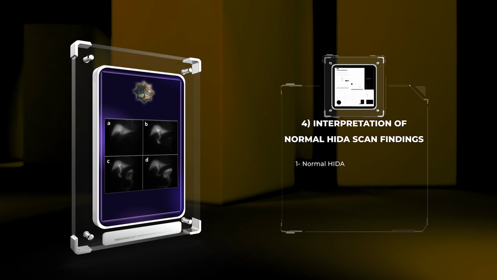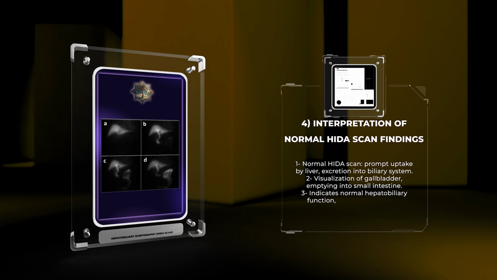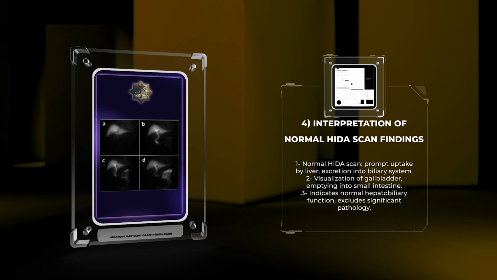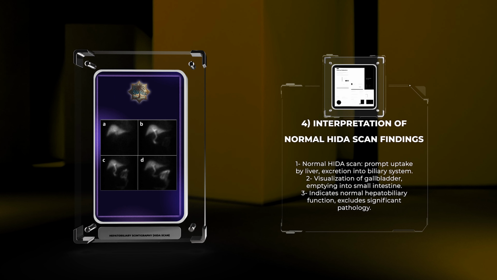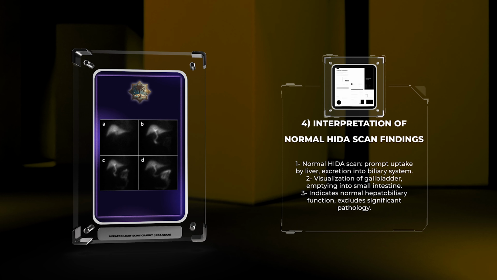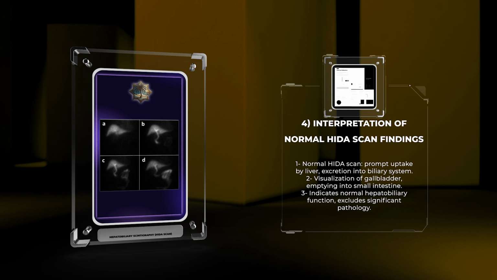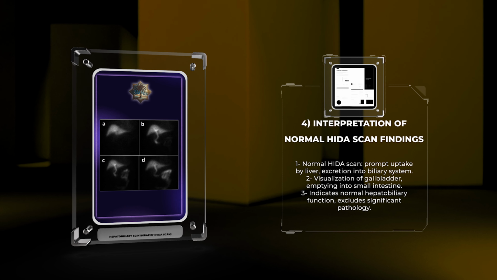A normal HIDA scan demonstrates prompt uptake of the radiotracer by the liver, followed by excretion into the biliary system, visualization of the gallbladder, and subsequent emptying into the small intestine. The presence of these findings indicates normal hepatobiliary function and excludes significant pathology such as biliary obstruction.